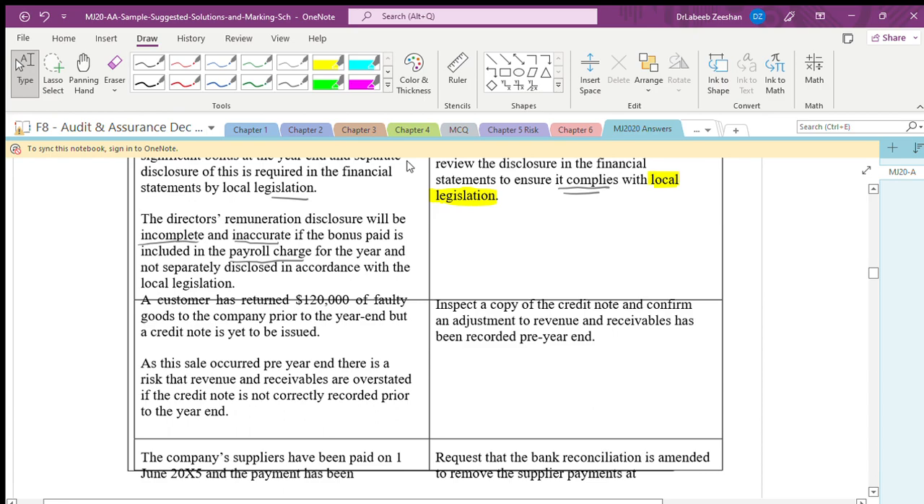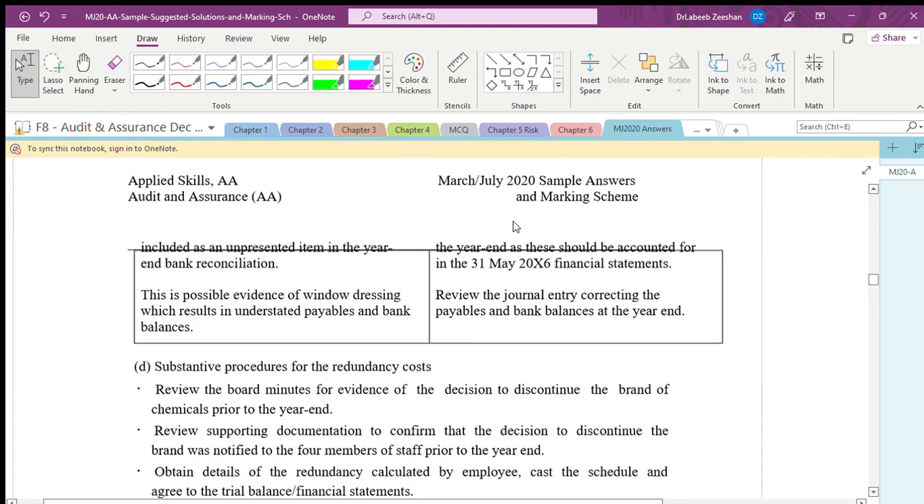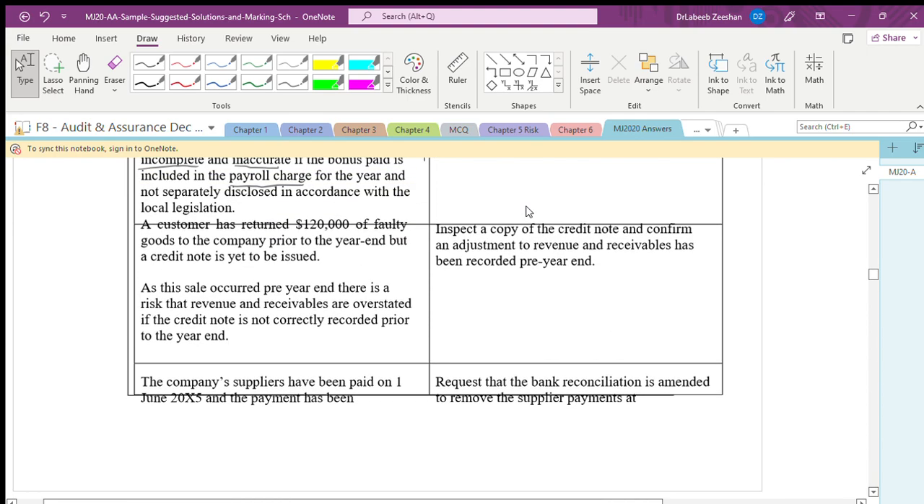Is it right? Last one. What it says is that a customer has returned a huge amount, 120,000, of faulty goods before the year end, but the credit note has yet to be issued. As the sales occurred pre-year end, there is a risk that the revenue is overstated.